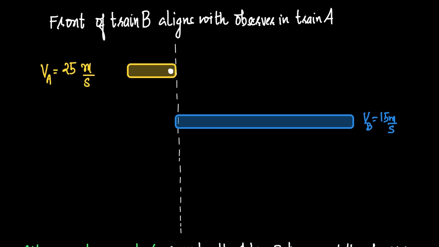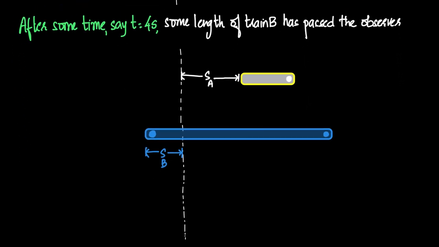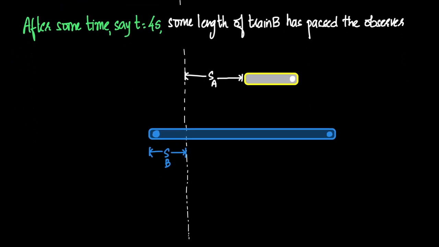Okay, maybe I can just mark it like this. Front of train B aligns with front of train A. Velocity of A is 25 meters per second and velocity of B is 15 meters per second. Now, after some time, some length of train B has passed the observer, which in this case is the ground. Has passed the observer means it has passed this point x equal to 0, but has not crossed train A completely.